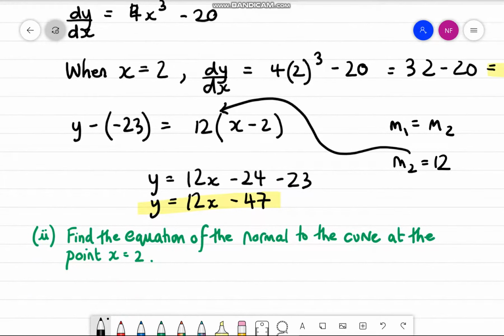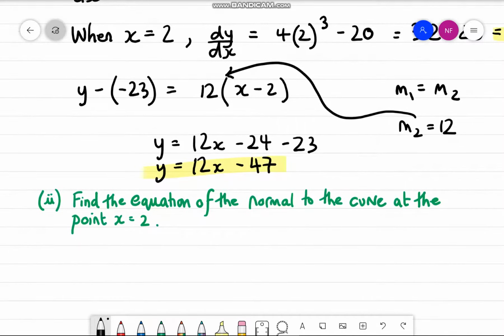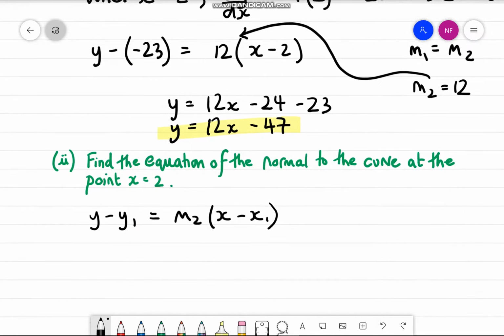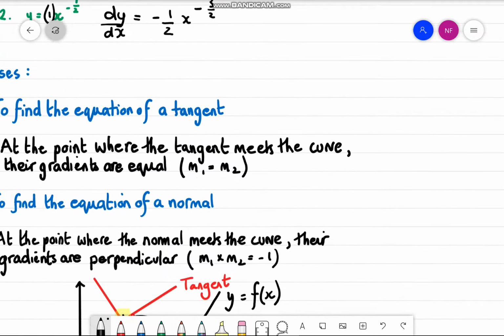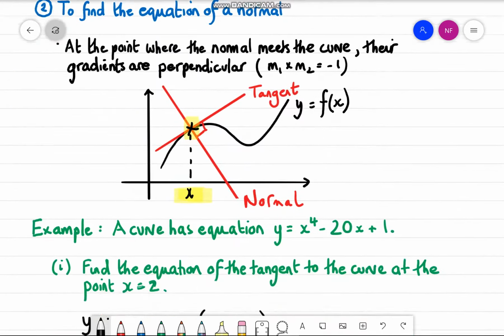Moving on to part 2, it wants us to find the equation of the normal, in this case, to the curve at the point x equals 2. So again, as is a tangent, a normal is a line. Hence, to find the equation of the normal, we need to find the point where it is meeting the curve and the gradient of the normal at this x value. So, again, we can use the formula y minus y1 is equal to m2 x minus x1. Now, we already know x1, y1, because obviously where the tangent meets the curve and where the normal meets the curve, as illustrated by this diagram here, is the same set of coordinates.